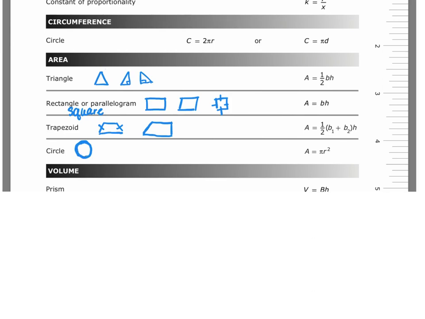Now, what I asked you to add the other day to your formula chart was semicircle. So I'm going to go ahead and write semicircle down here. And the formula is going to be pi r squared divided by 2. And that's just a half circle. And we're going to need it today, and we're going to actually need a fourth too.